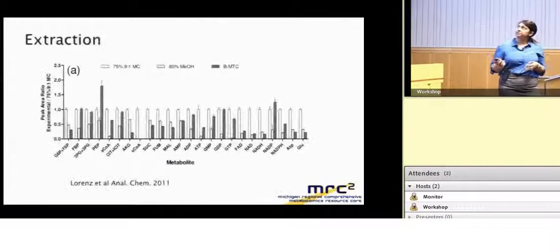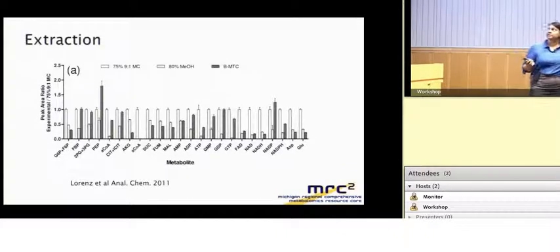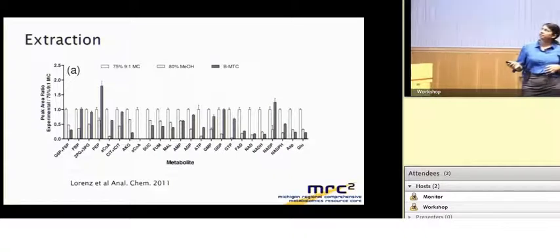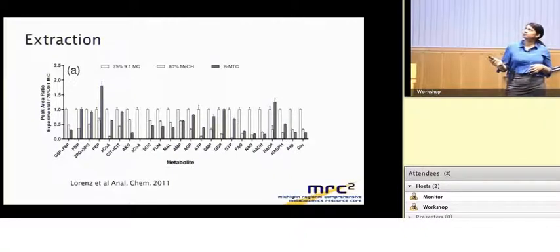This is different extraction solvents. One, standardizing the rinse and then the quenching. What about the different extraction solvents? How much coverage of the metabolome are you getting? So these are again the glycolytic and TCA metabolites. And you can see the variation in the pattern based on the organic solvent you choose.